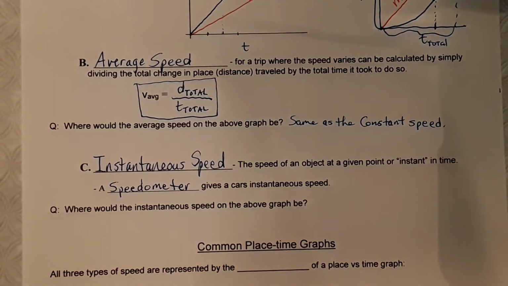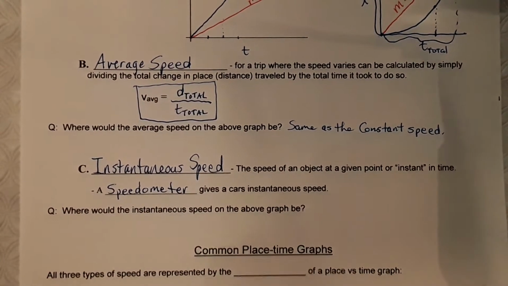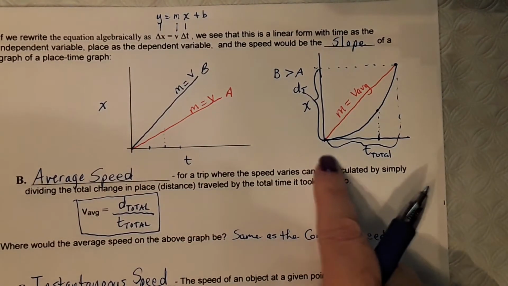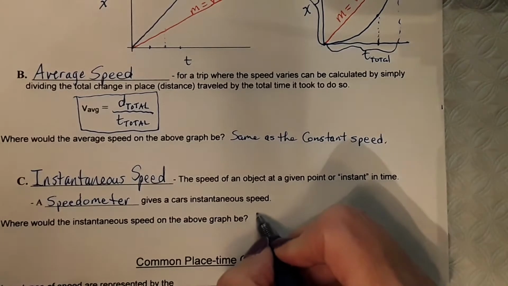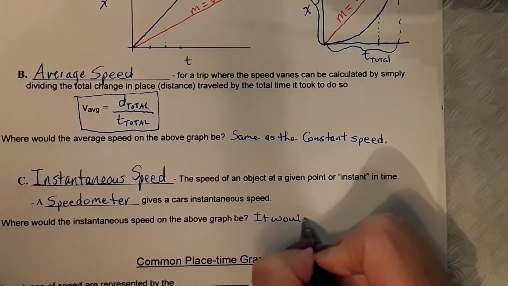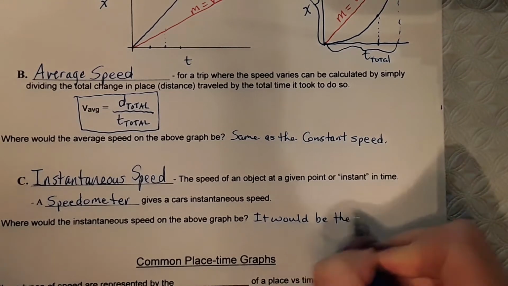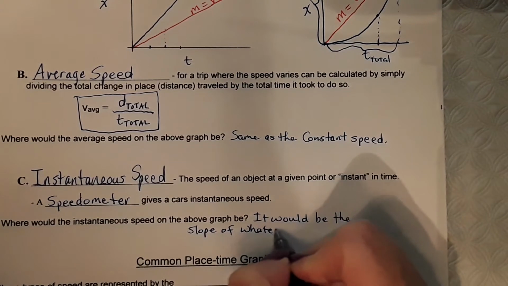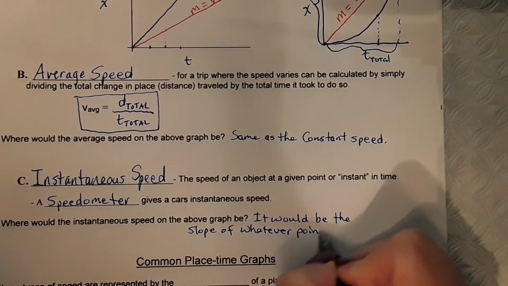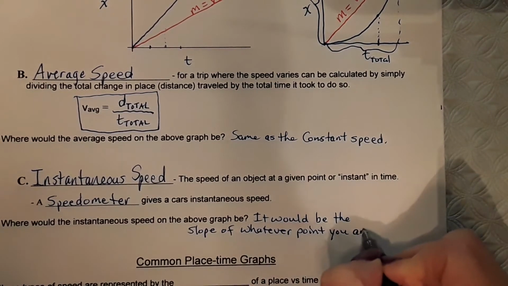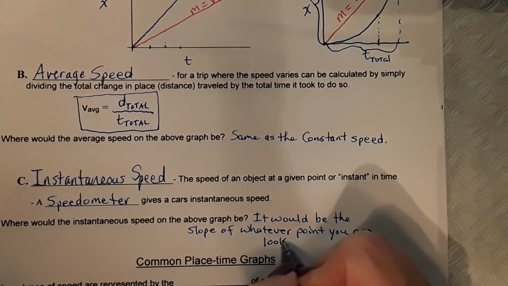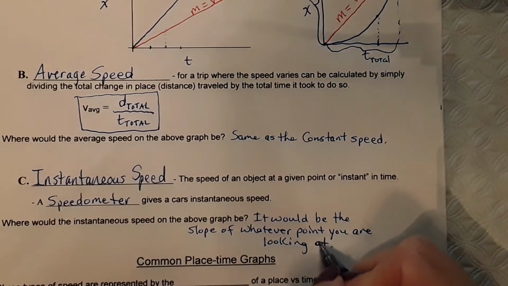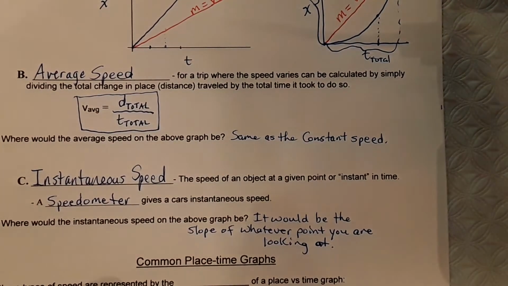Okay? All right. So where would the instantaneous speed on the above graph be? It would be the slope of whatever point you're looking at. Yes, I know we're not supposed to end a sentence with a preposition, but oh well.